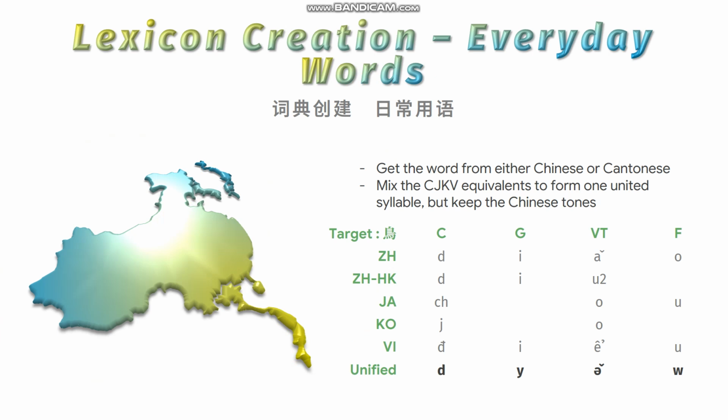Take this bird-like symbol right here. You'd fill out the words in each language. For Chinese, diao, Cantonese, diu, Japanese, cho, Korean, jo, and Vietnamese, dio. Unify it all together and make the syllable dio, meaning bird.